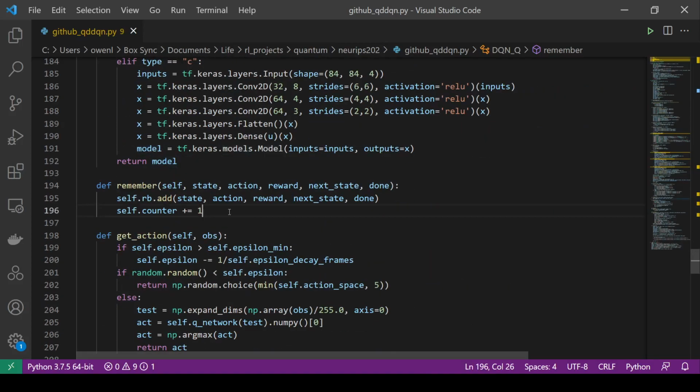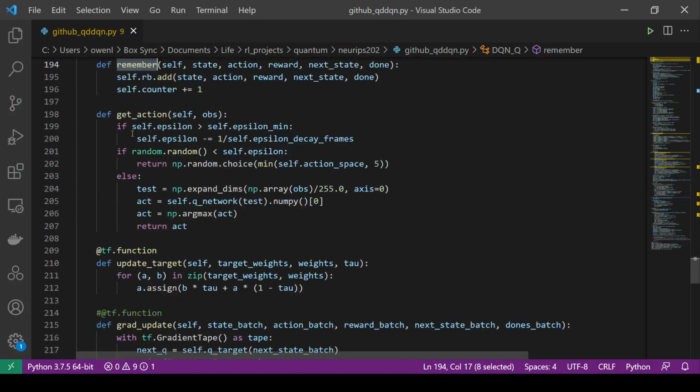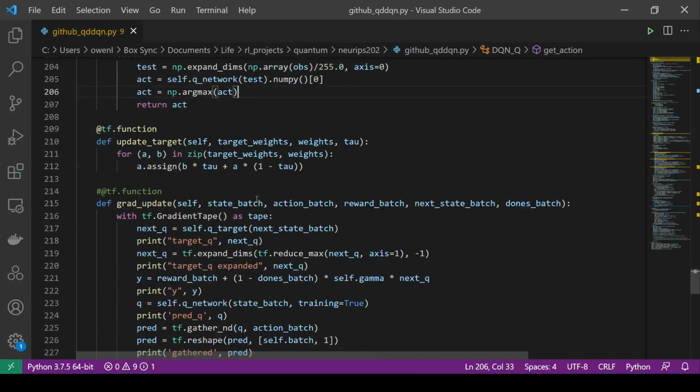Remember, this is how we keep track of adding things to a replay buffer to get the action. We pick a random choice with probability epsilon, and then if not, then we get the argmax, right? The maximum value predicted by the network.